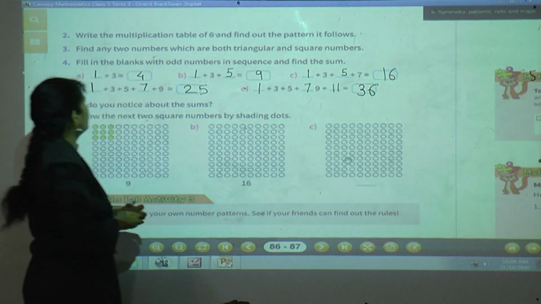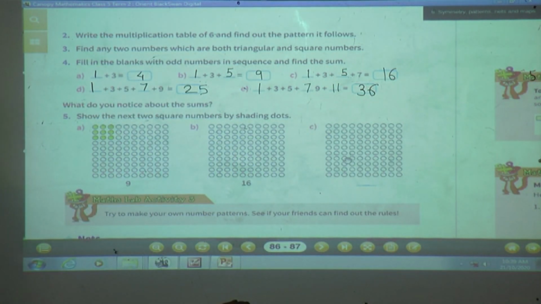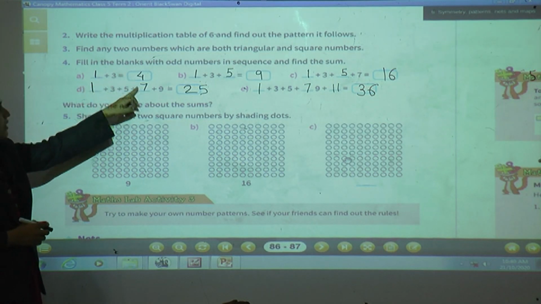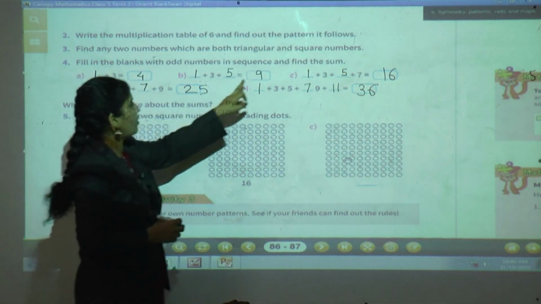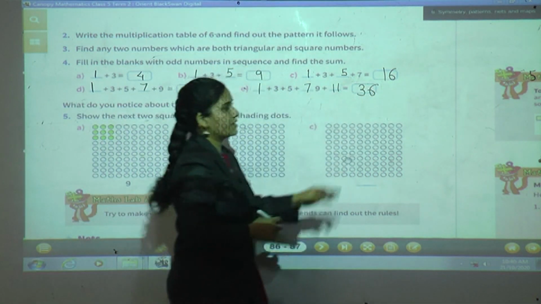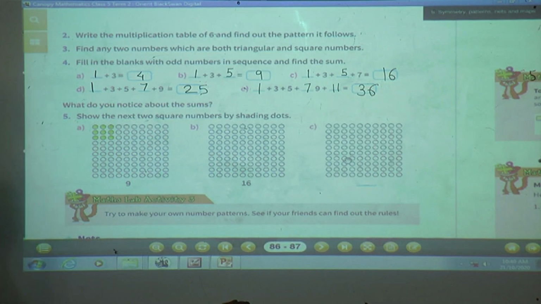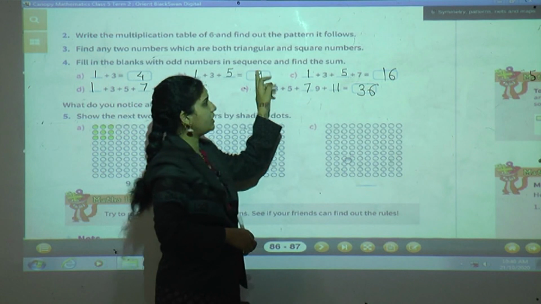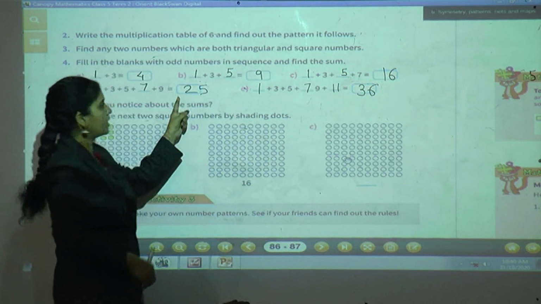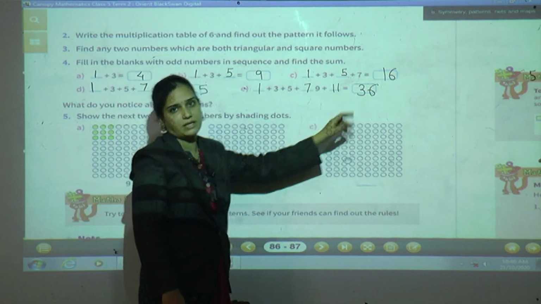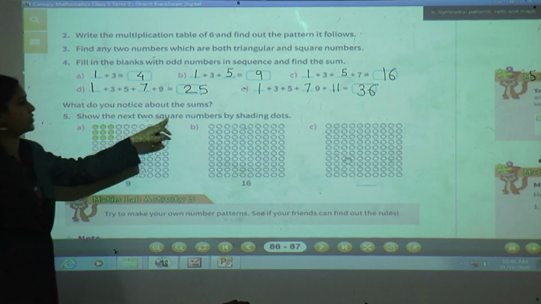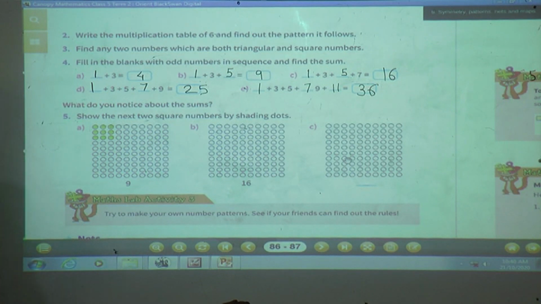Okay. Now students, here what do you notice about this sum? Yes, if you add the odd numbers you will get here all are the squares, isn't it? Okay, now this one is a square of 2, here is a square of 3, square of 4, square of 5 and square of 6. Okay, now the last one, here show the next two square numbers by shading dots.